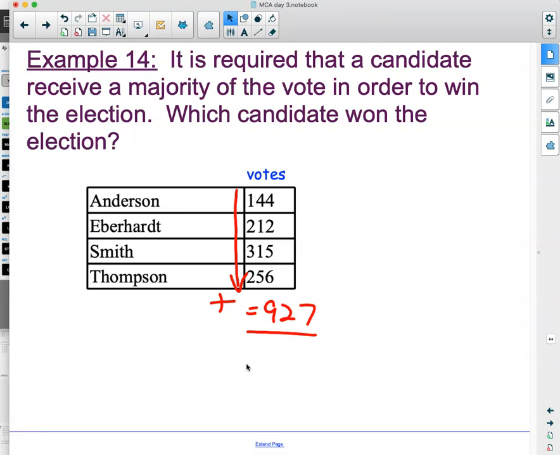Now, usually when you're watching things about the elections, they give you both the votes and the percentage, because, you know, that's usually important information. You want to know what percentage did they get. So the question is, how do you figure out the percentage that they got? How do we do percentage? What you have divided by the total. So Anderson has 144 out of 927.